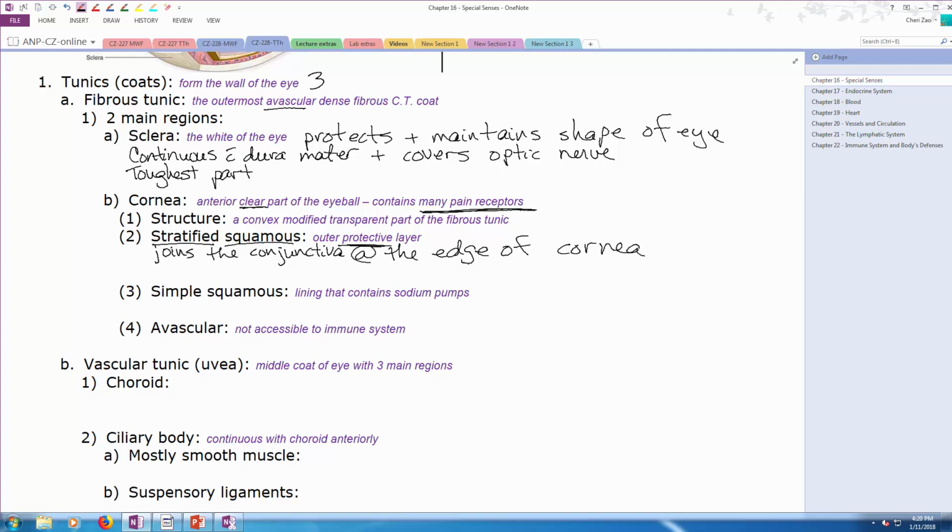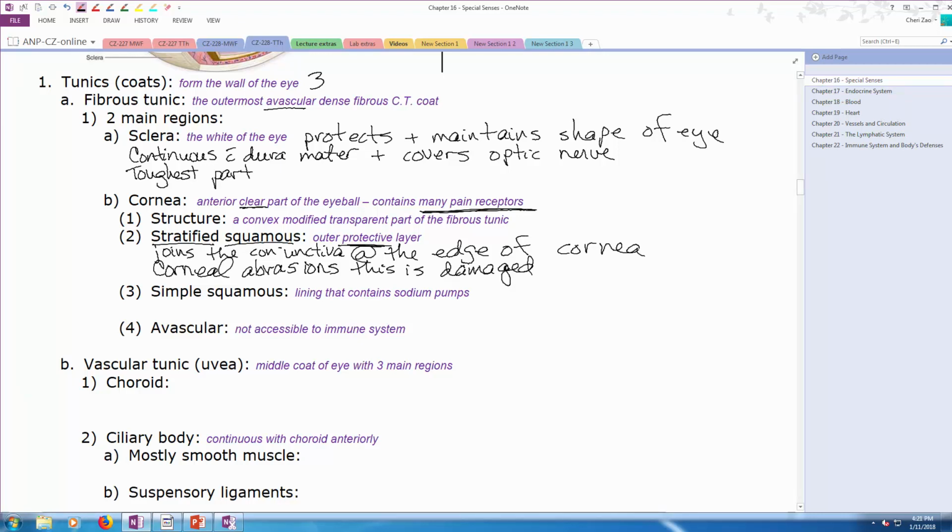Now, when you get corneal abrasions, this is the area that is damaged. So this is the area that's damaged. And remember, I said there's lots of pain receptors. When people get corneal abrasions, it hurts a lot, and they want to keep their eyes closed.